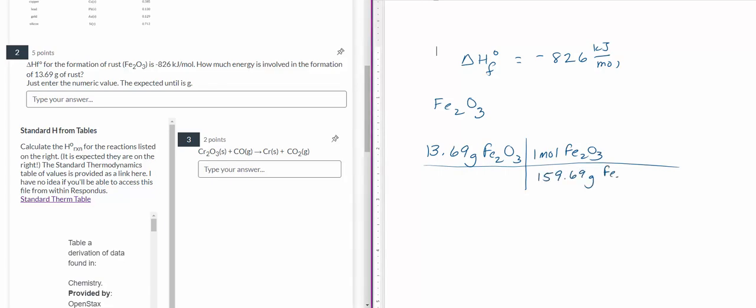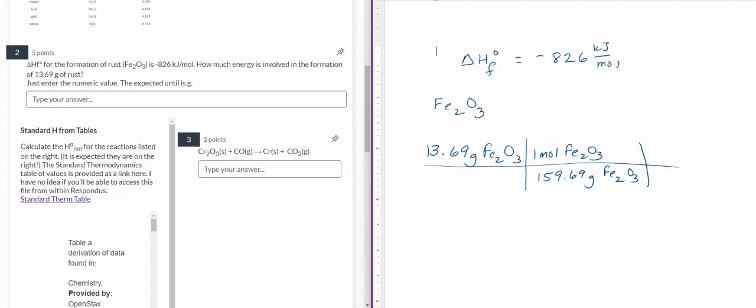159.69 grams of Fe2O3. Now, if your molar mass deviates slightly because your periodic table is a little bit different than mine, that's okay. Again, I do grade these manually. It shouldn't be deviating much. These are the only digits that should ever be changing based on different periodic tables. So now that we have moles of Fe2O3, how do we get the energy?